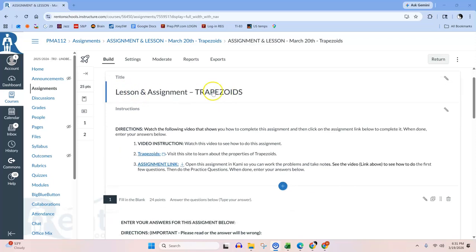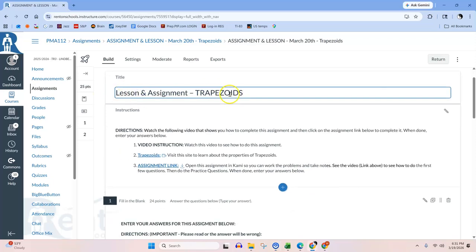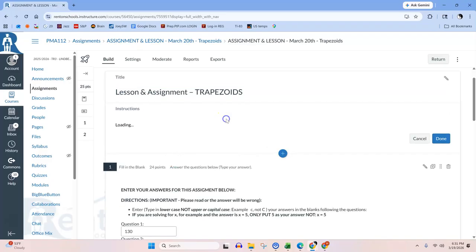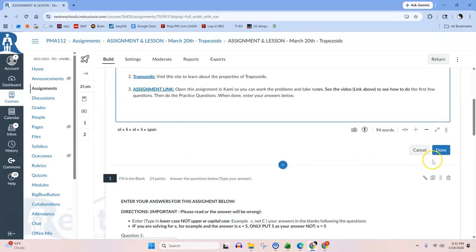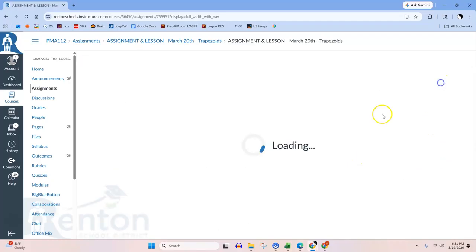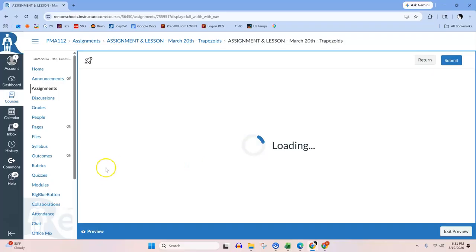Okay, today we are going to be learning about trapezoids. A trapezoid is a certain type of quadrilateral with specific properties. Okay, the first thing is to watch the video, which you're watching right now.